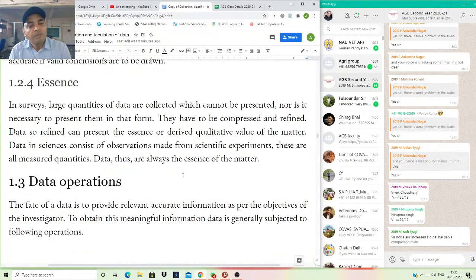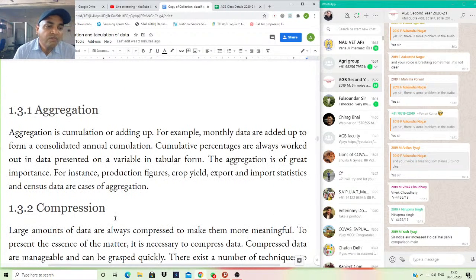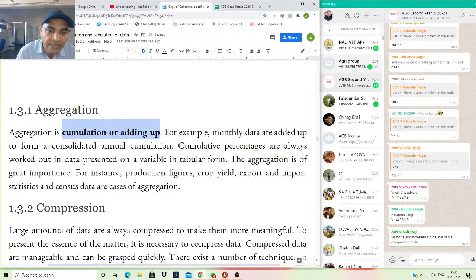Now, before data can be used further, it should undergo some operations. The fate of data is to provide relevant, accurate information as per the objective of the investigator. To obtain this meaningful information, data is generally subjected to the following operations. What are those operations? The first one is aggregation. Aggregation is nothing but cumulation or adding up. For example, monthly data are added up to form a consolidated annual cumulation.